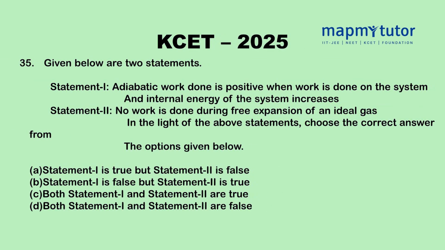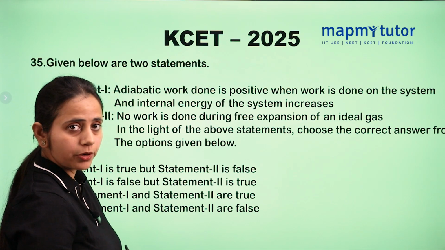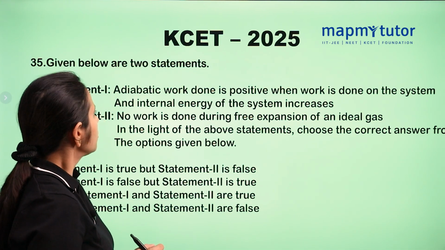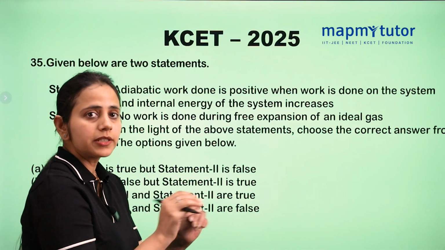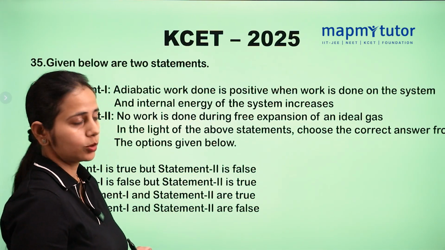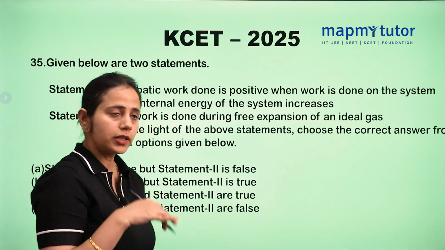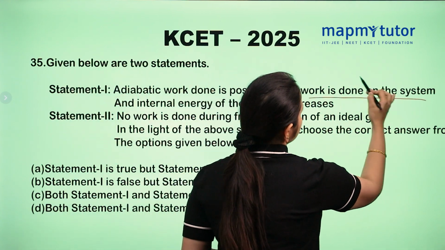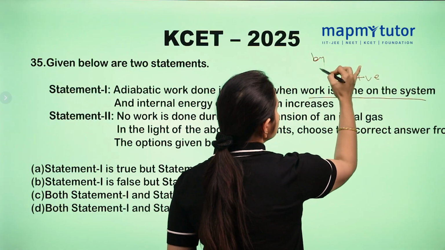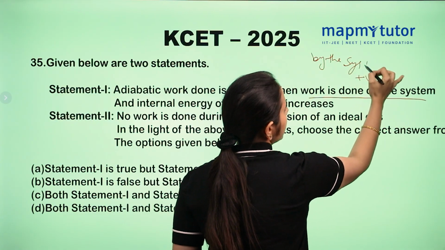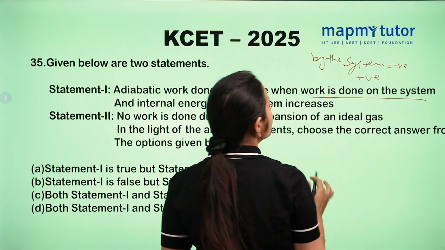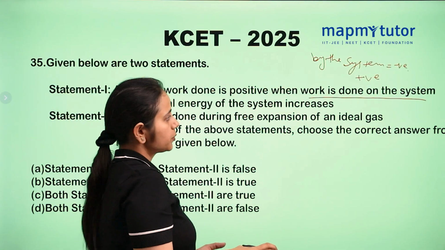Given below are two statements. We need to tell which statement is right. Statement 1: Adiabatic work done is positive when work is done on the system and internal energy of the system increases. Is this statement right or wrong? Yes, this is right, because whenever work is done on the system, it is always positive. Remember, work done on the system is positive, and work done by the system is negative. So it is positive, it is right.